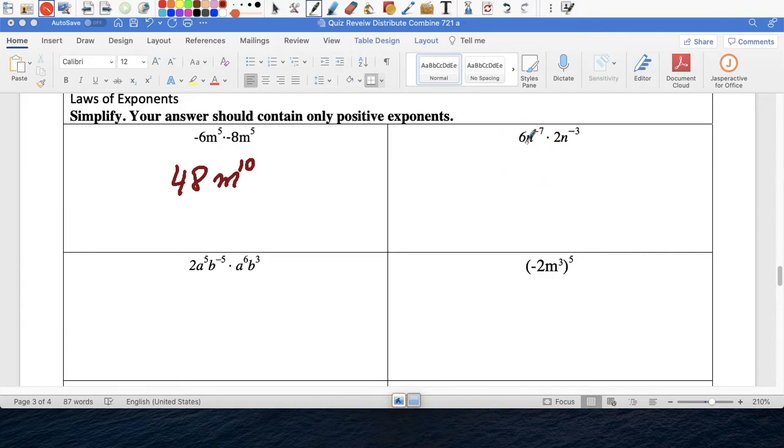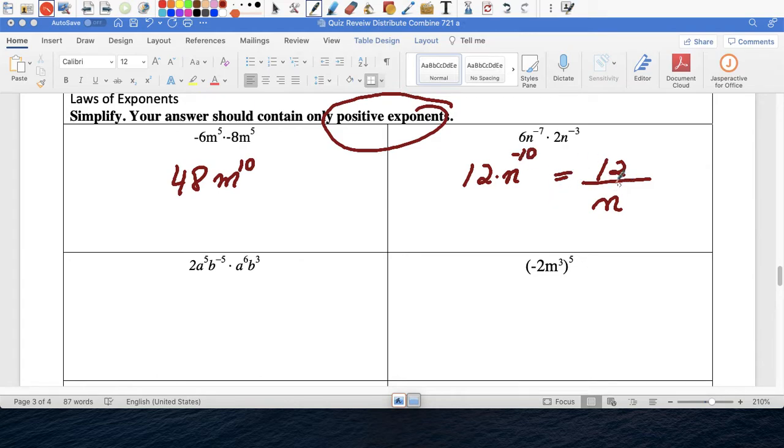So again, we're multiplying. 6 times 2 is 12, and then n^-7 and n^-3 are being multiplied, so we can keep the base and add the exponents. Negative 7 plus negative 3 is negative 10. Remember, you should only have positive exponents. So what can we do here to change that to a positive exponent? Well, the 12 is going to stay, and then we're going to use the reciprocal, so the n to the negative 10th power becomes n to the positive 10th power.